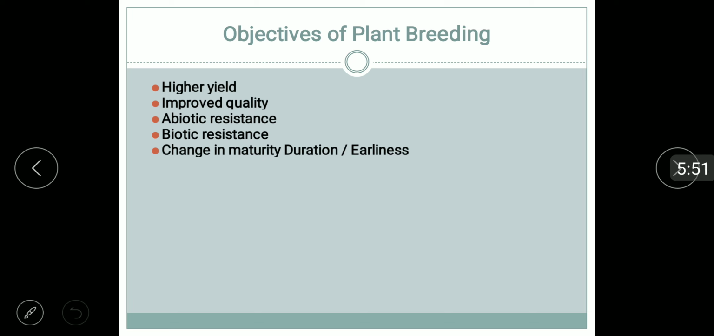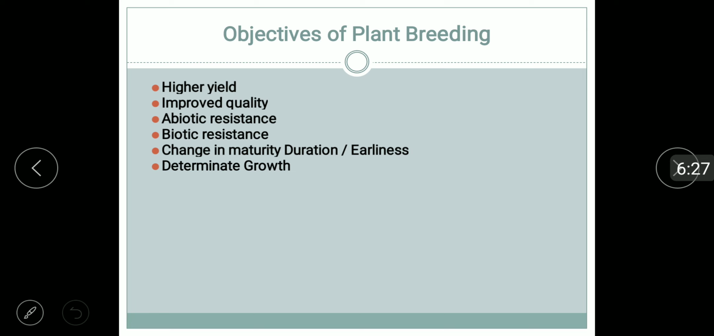Change in maturity and earliness. If with the help of plant breeding we get one variety with early maturity, it is very helpful for farmers to get early yield and send it to market early. It also saves a lot of money on fertilizer applications and chemicals, pesticides, insecticides. It is going to save money.